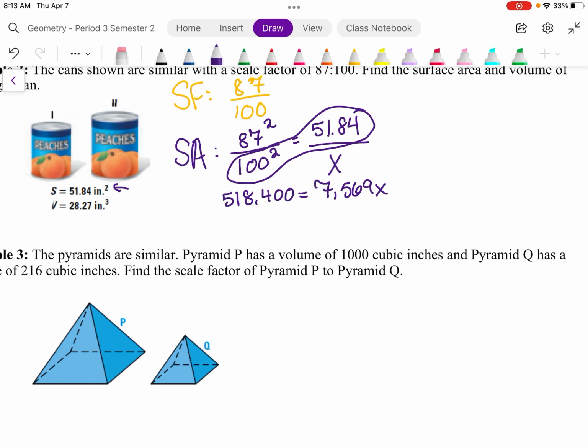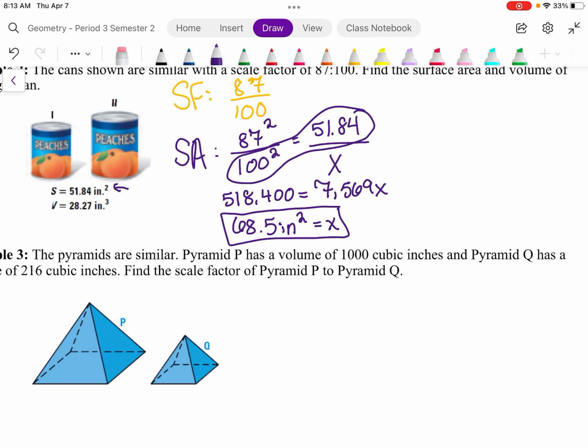So then we're just going to solve, and we're going to divide both sides by the 7,569, and that gives us about 68.5 inches squared for our second surface area. And looking back at our surface area of the smaller can, it makes sense that our answer is bigger because the can is bigger, so the surface area should be larger.